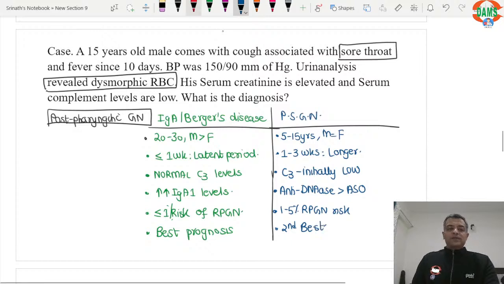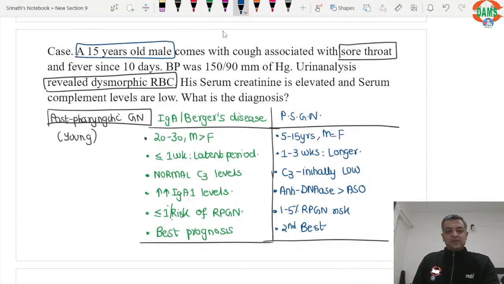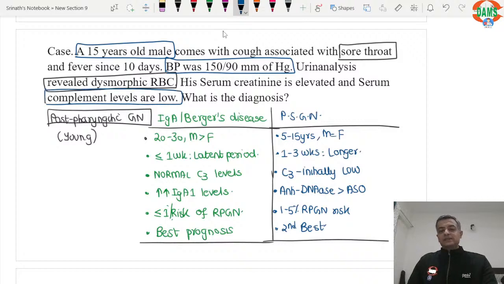So both post-pharyngitic conditions occur in relatively young patients, and relatively good prognosis is there. So in this question, read what is matching. Here the patient is a school-going person. Presentation is nephritic features, there is hypertension also, and complement level is low. That is why the best diagnosis is PSGN.